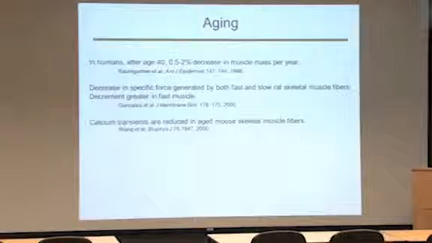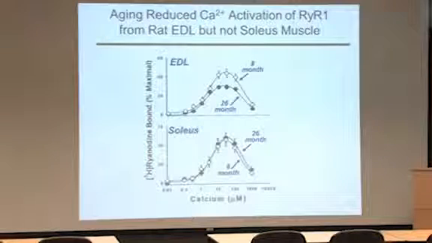Lastly, and very quickly, just aging. As we get older, we get weaker. Part of it is due to alterations in calcium release and EC coupling. We've done some studies with old rat muscle and ryanodine binding to SR from the fast muscle or slow muscle. And what we see is old muscle has decreased activation by calcium, only from fast muscle but not from slow muscle.